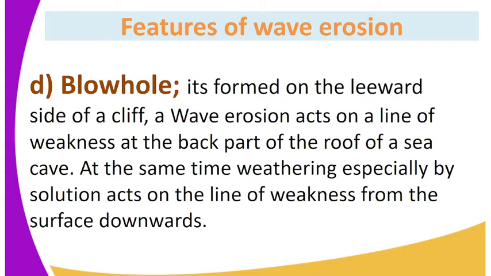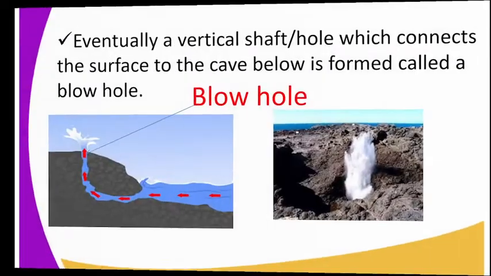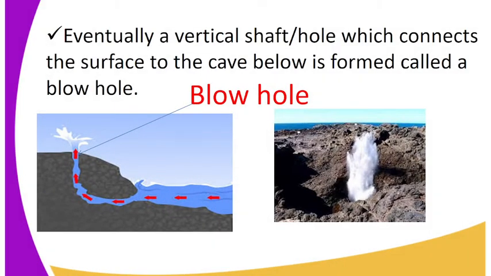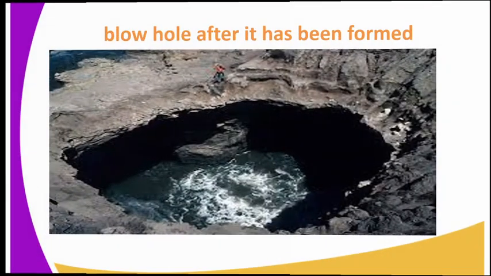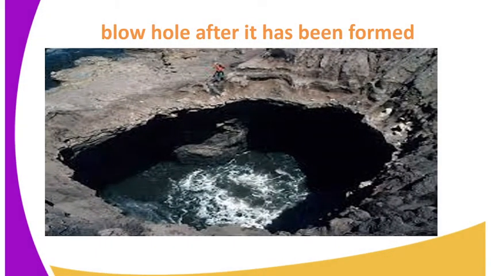Wave erosion acts on a line of weakness at the back part of the roof of a sea cave. At the same time, weathering, especially by solution, acts on the line of weakness from the surface downwards. Eventually, a vertical shaft or hole which connects the surface to the cave below is formed, called a blowhole. We can see a blowhole after it has formed.